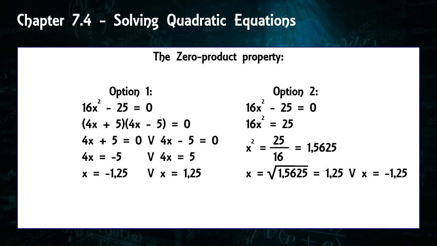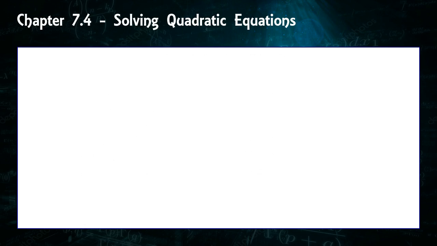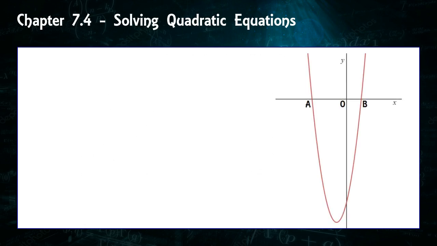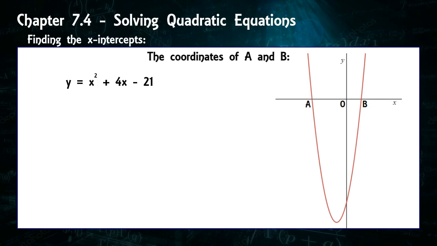Before we stop this educational episode on quadratic equations, let me bring out my old friend, the coordinate plane. This here is the graph of y is x squared plus 4x minus 21. And the question here is, what are the coordinates of the x-intercepts? Meaning, what are the coordinates of both A and B? And just as we did in paragraph 7.1, we are going to use the formula of the graph.